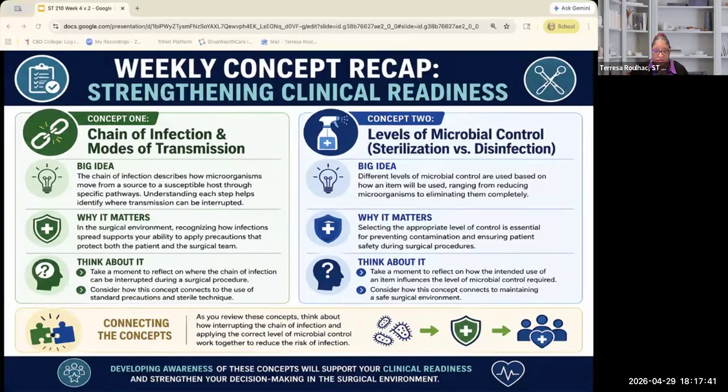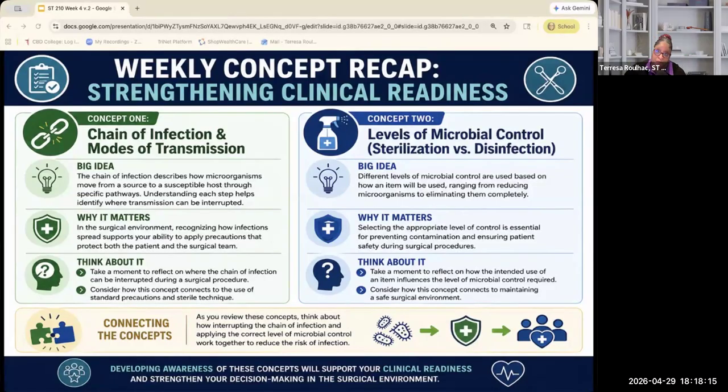So let's bring it all together, okay? If we do not break the chain of infection, microorganisms spread. If you choose the wrong level of control, they aren't removed. So both concepts are really asking, how do I reduce risk to the patient? One is about stopping the spread altogether, and the other one is about eliminating contamination.